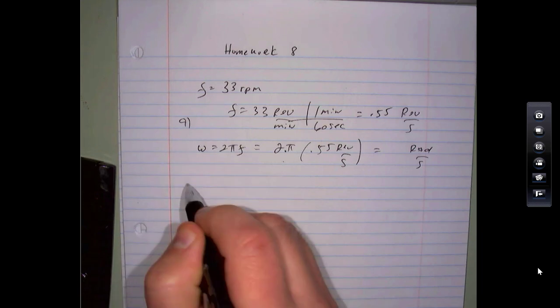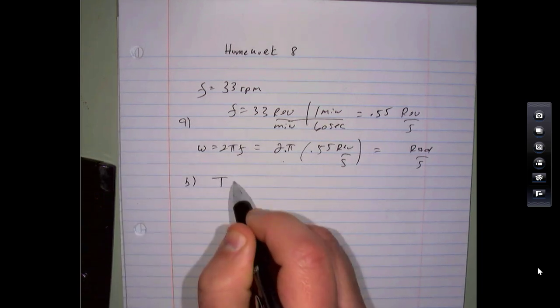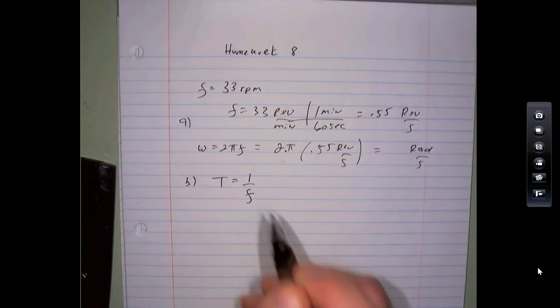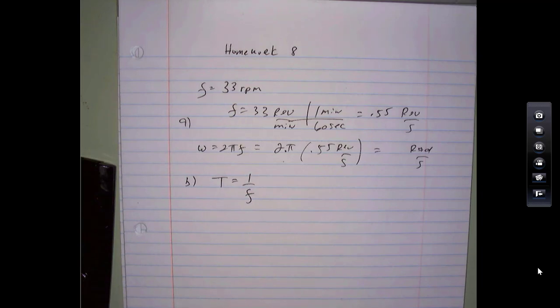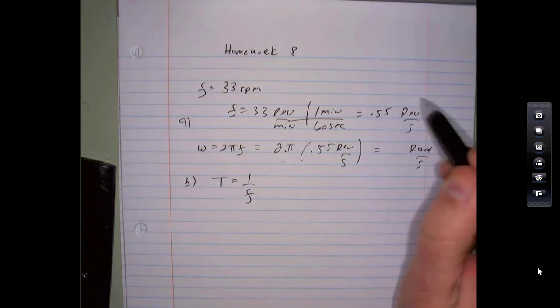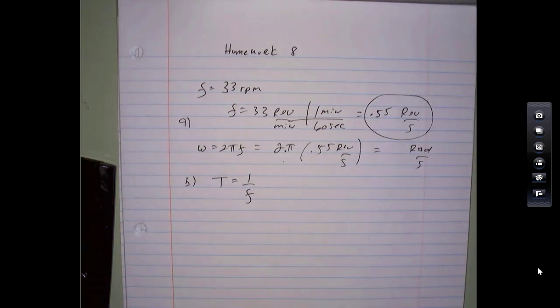Part B says, what is the period? So the period is 1 over the frequency. Once you get the frequency in revolutions per second, 1 over that tells you the amount of time to go around for 1 revolution. And again, that is the period. All right, let's look at the next one.